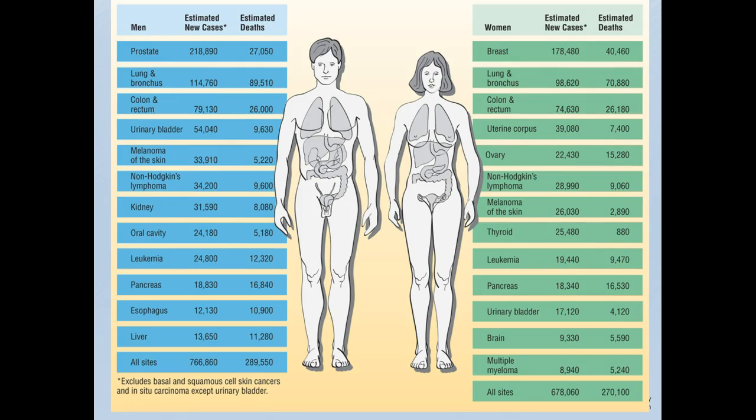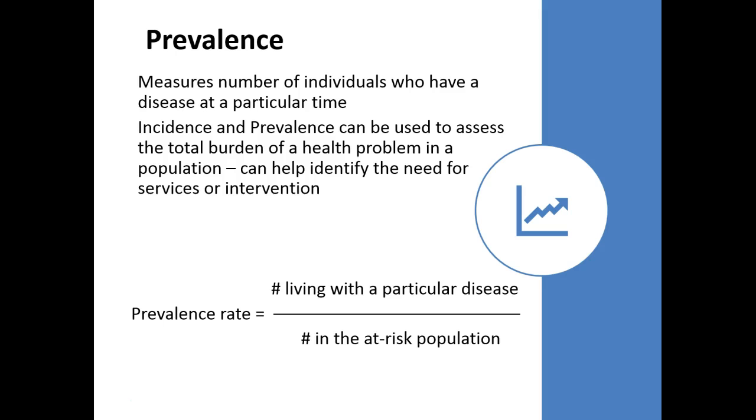So let's move on to the next measure, which is prevalence. Prevalence measures the number of individuals who have a disease at a particular time. So whereas with incidence you were looking across a whole year, this is a snapshot. You want to know how many people have the disease at a particular time, and that is called prevalence. So incidence and prevalence can be used to assess the total burden of a health problem in a population and can help identify the needs for services or intervention. So this tells us what portion of individuals in a population has a disease.